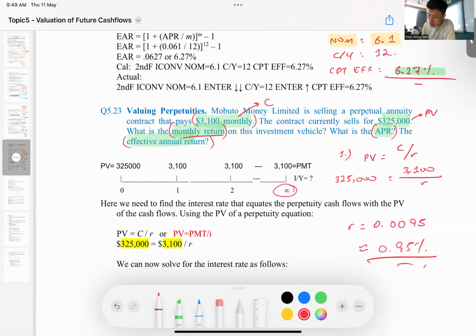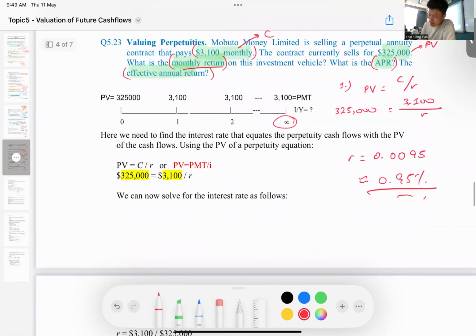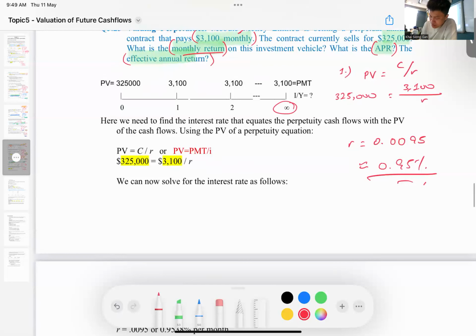Now I want to calculate APR. How do I calculate APR? Once I get these numbers ready, I can do my APR. How? 0.95% is the period rate times 12 months. 11.4% per annum compounded monthly.